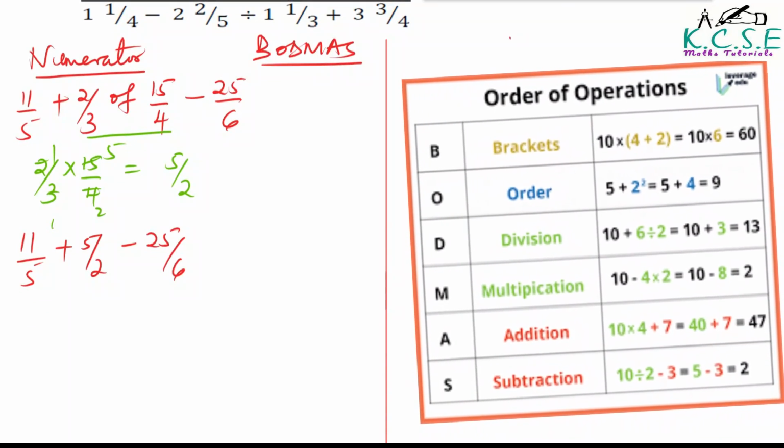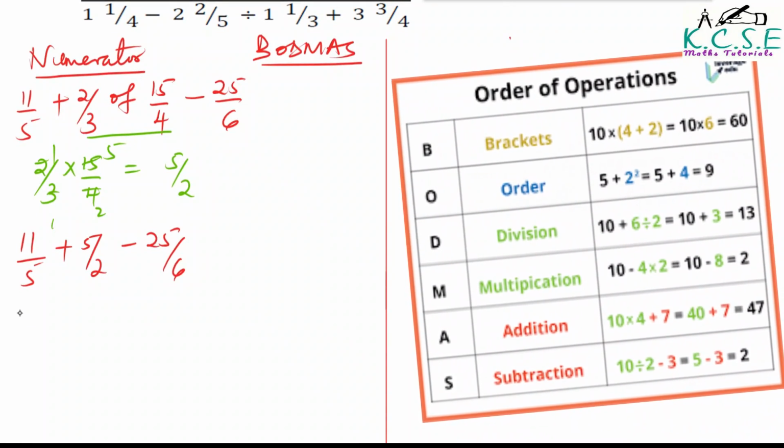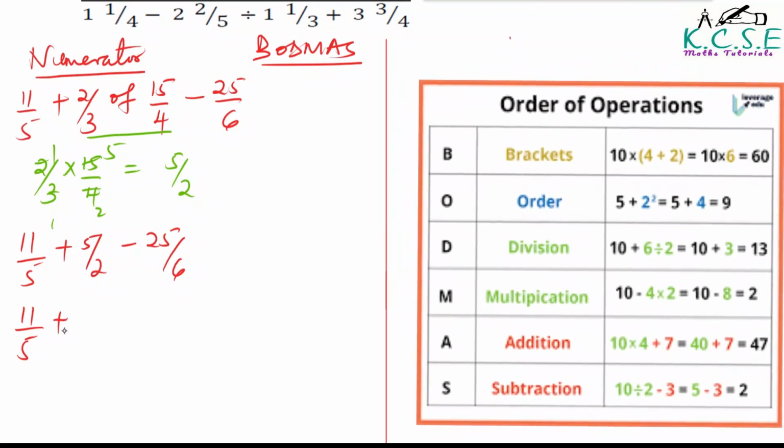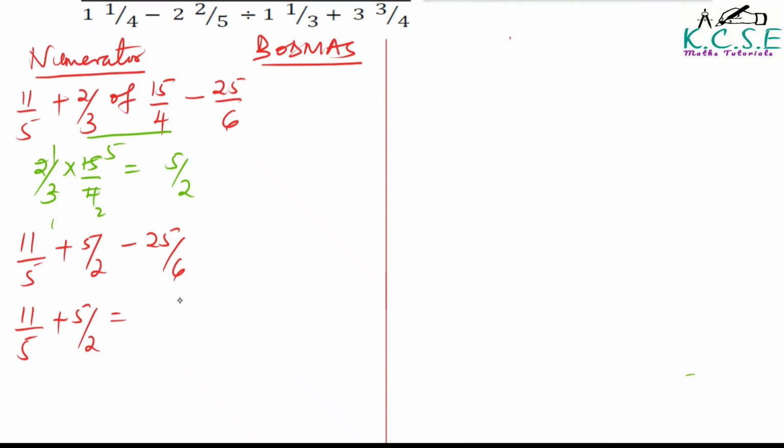So now we have addition and subtraction. We start with addition. 11 over 5 plus 5 over 2. Let's add that one first. The LCM is 10. Then this is 22 plus 25. It gives 47 divided by 10.